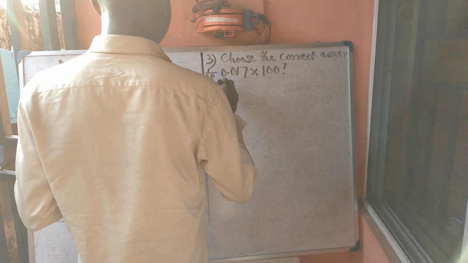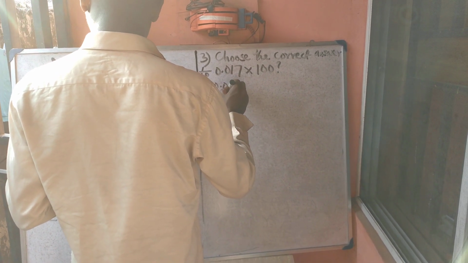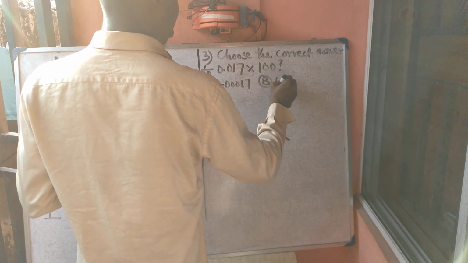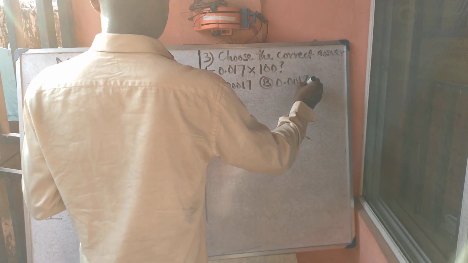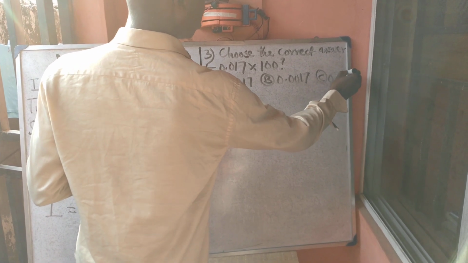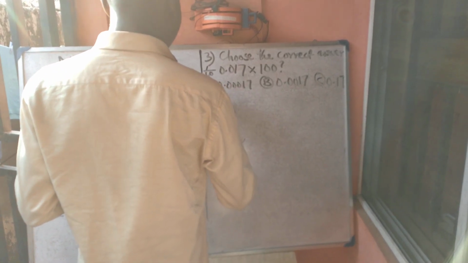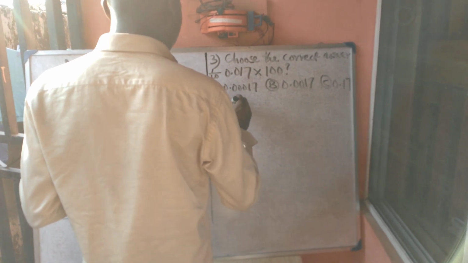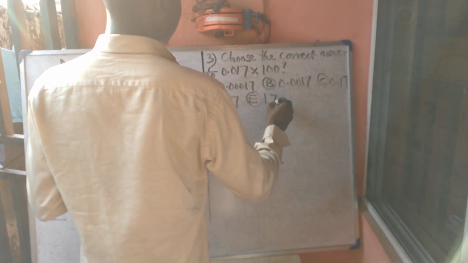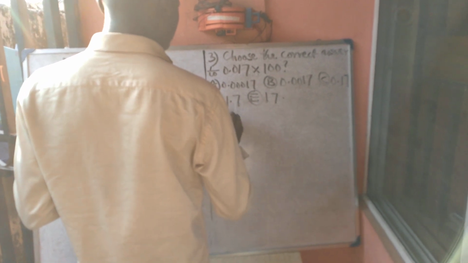Option A, you have 0.00017. Option B, you have 0.0017. Option C, you have 0.17. Option D, you have 1.7. Option E, you have 17. Solution.